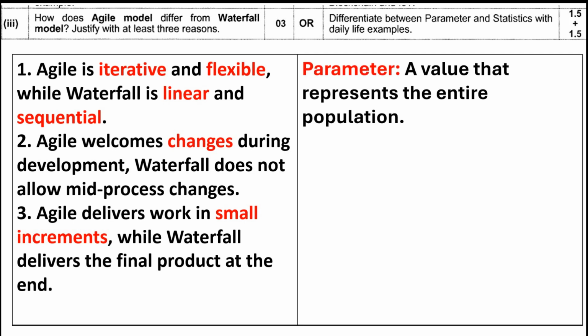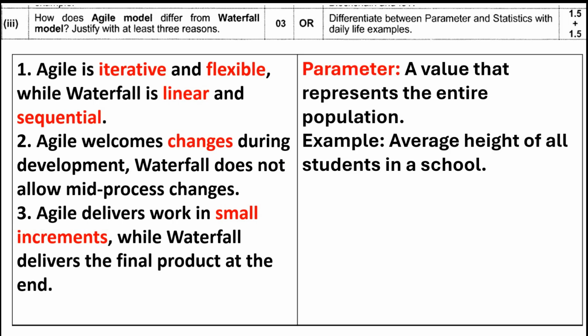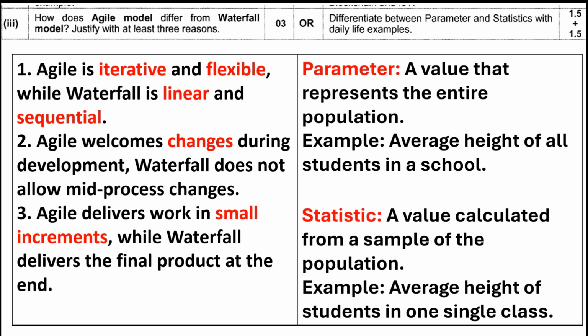Next one is to differentiate between parameters and statistics with a daily life example. A value that represents the entire population is called a parameter. Example, the average height of all students in a school is a parameter. While a value calculated from a sample of the population is called a statistic. For example, the average height of students in one single class is a statistic.